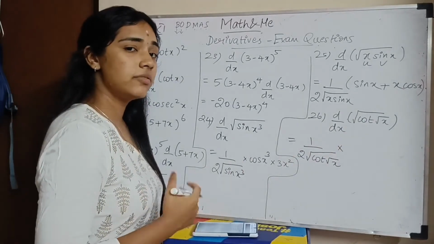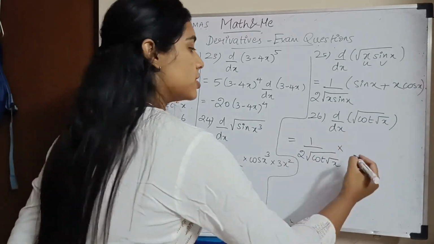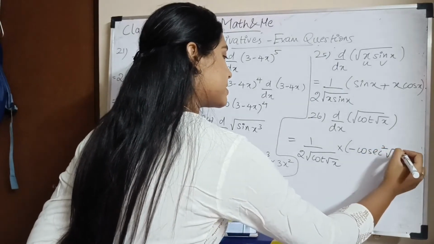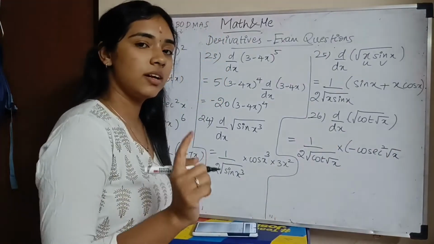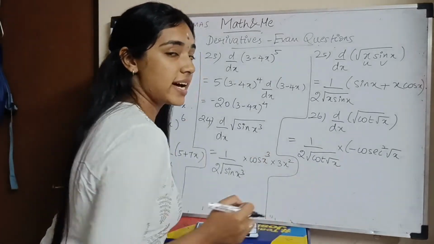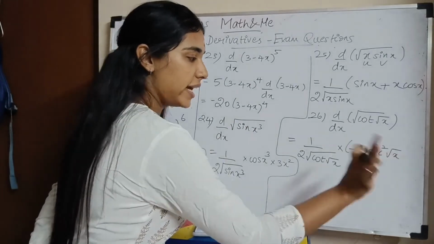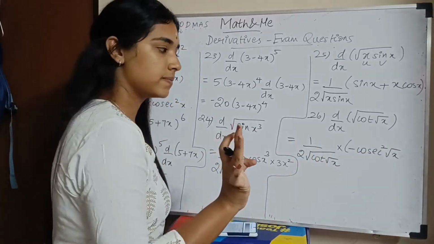Cot x derivative is minus cosecant square x. So you have minus cosecant square. Your x is root x. Don't get confused, it doesn't become x. It is only cosecant square x. What is your x? Root x.